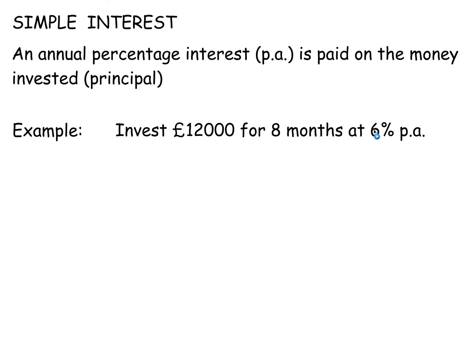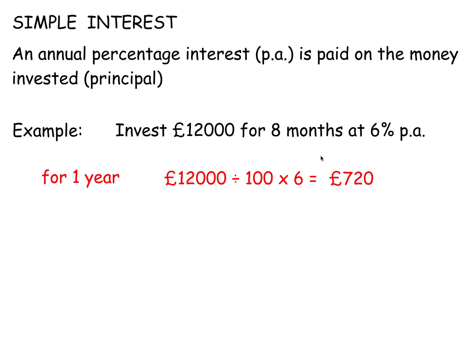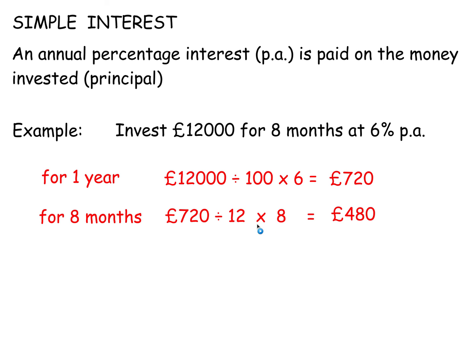So what you do here is you find a year's interest, 6%, that means get 1%, knock off 2 zeros as you divide by 100, and times by 6. So for 1 year, 6% divide by 100, multiply by 6, it'll come to £720. That's for a full year. You want 8 months, find out 1 month, divide by 12, and then multiply that answer by 8. So 720 divided by 12, that goes in 60 times, multiplied by 8 gives you 480. And that's 8 months interest.